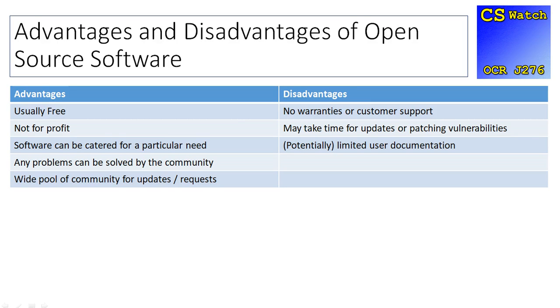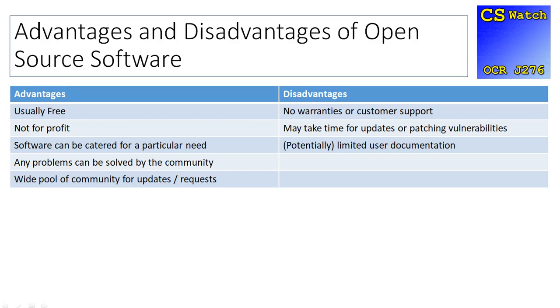However, disadvantages. Because it's free, there's no warranties and normally very little in the way of customer support. So if something goes wrong, there's only really that core community I looked at previously with the advantages to go and help. Because there isn't someone whose job is to do this with the software, if there's vulnerabilities or if there's updates that are needed, they won't come as quickly or as swiftly as proprietary software.